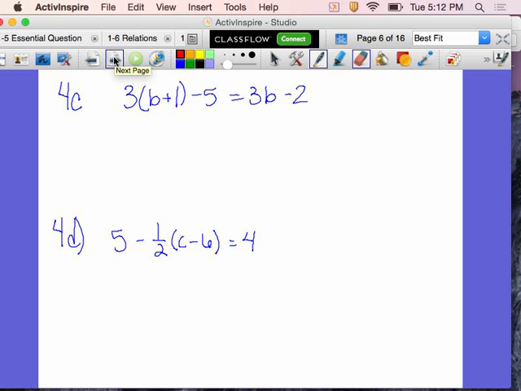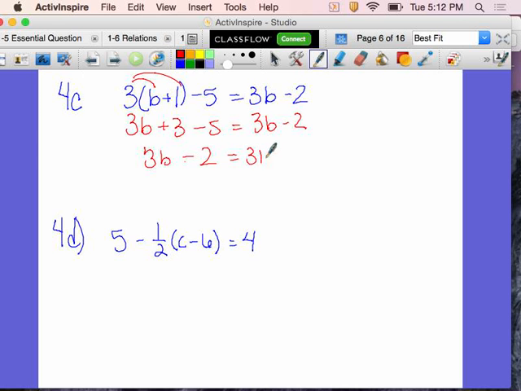All right, 4C. Distributed here. 3b plus 3 minus 5 equals 3b minus 2. 3b, let's see, plus, oh, no, that's minus 2 because it's negative 5. Minus 2 equals 3b minus 2. You should notice this is an identity, and then it will be all real numbers.